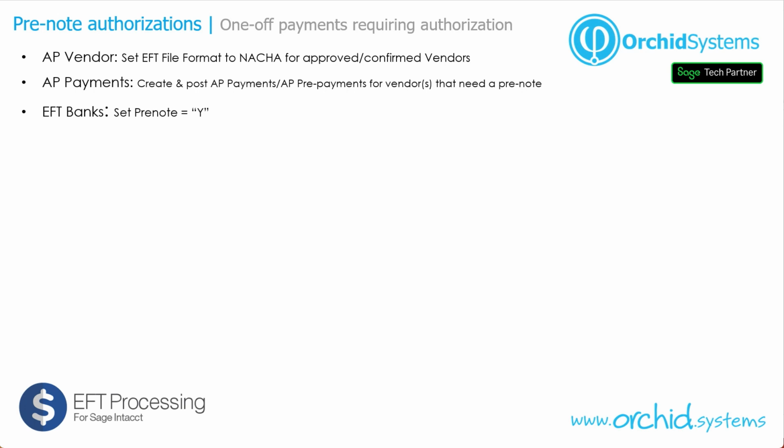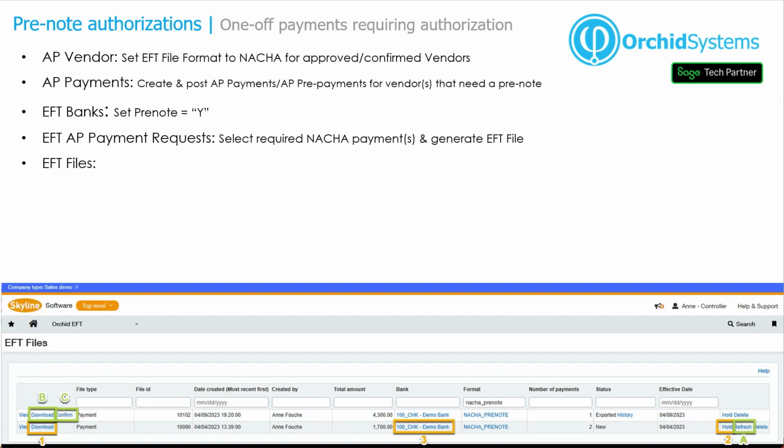So go to the EFT banks and on your file format, set the pre-note option to yes. Then when you go to EFT AP payment requests, you would select those payments that you want to include in the pre-note file and generate the file. And then on your EFT file list, you would download the file, then upload it into the bank, and straight away hold the file so you know that this file has been uploaded to the bank, but you're waiting for confirmation.